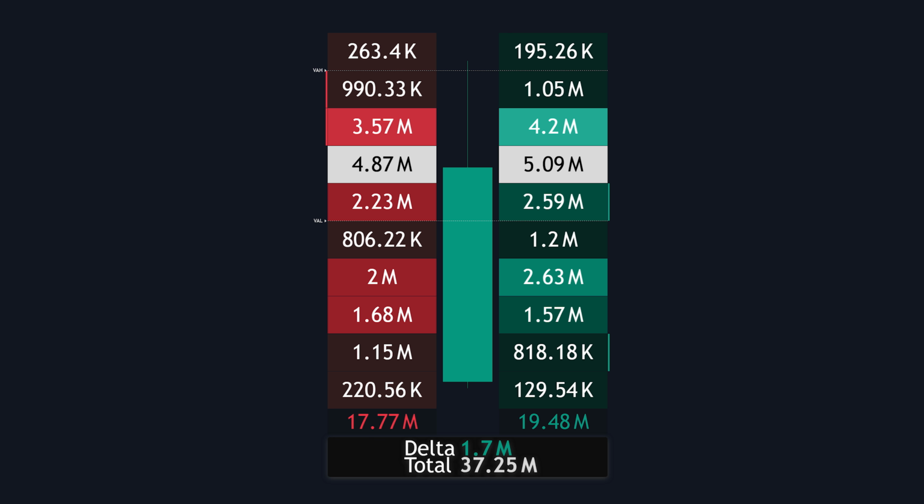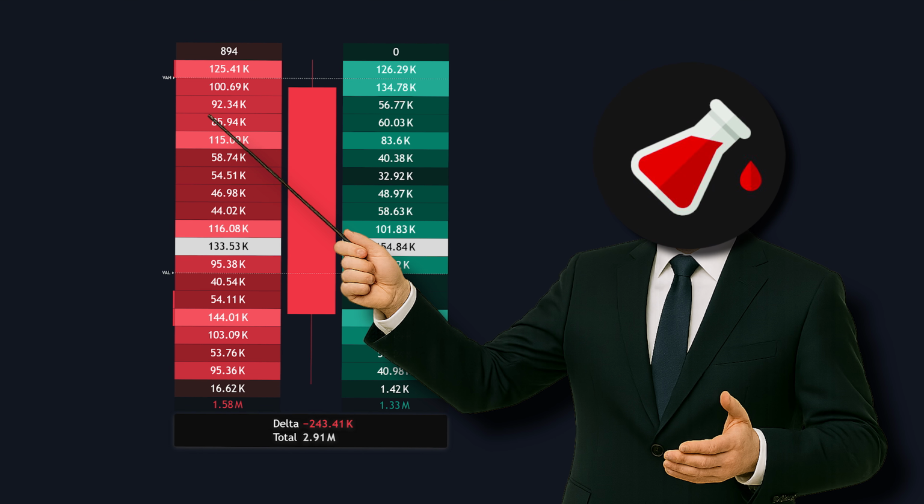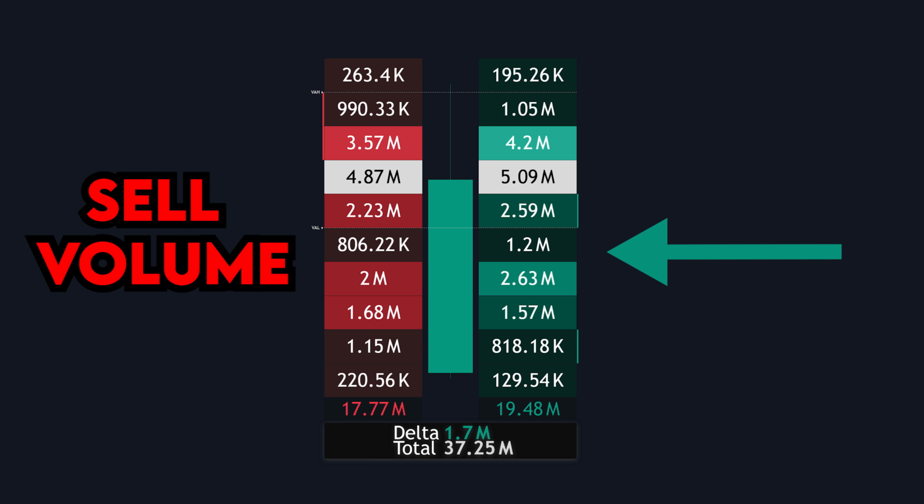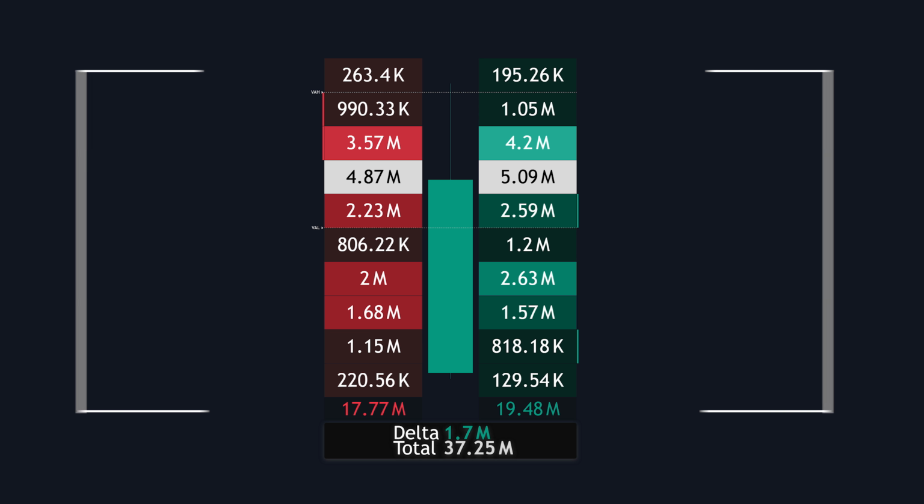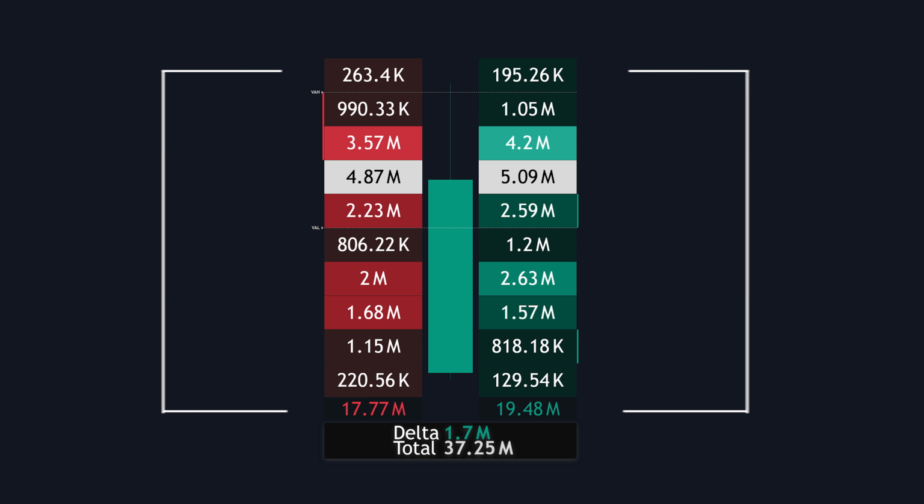Now, I get it. When first looking at this, it can look like the cockpit of an F-22 fighter jet. There's a lot going on, and to say the least, it looks pretty confusing. What the hell? But it's actually pretty simple. To break it down, the left side is the sell volume, the right side is the buy volume. The numbers within these boxes are simply the amount of volume executed at that specific price.